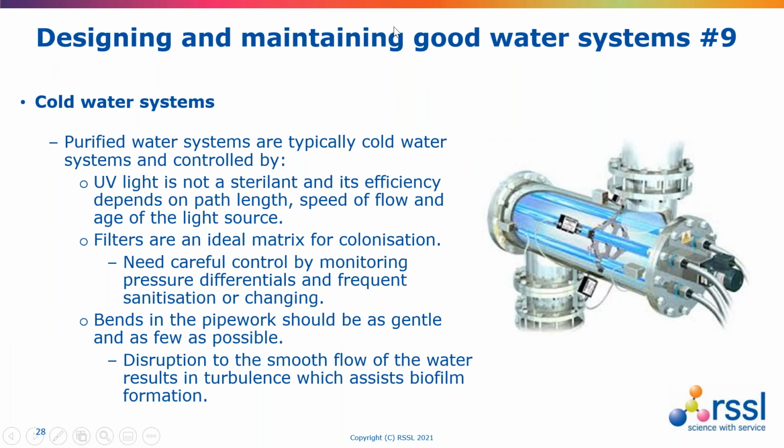Cold water systems are at greater risk because they're running at a temperature which many aquatic bacteria actually like, so they can provide an ideal matrix for colonization if they're not controlled well. We need to make sure we've got good pressure differentials, frequent sanitization in place, and good water flow, so we don't have colonizable surfaces. Generally it's ozone or hydrogen peroxide that is used as the fairly frequent decontamination chemical.